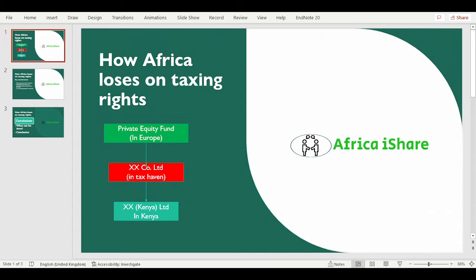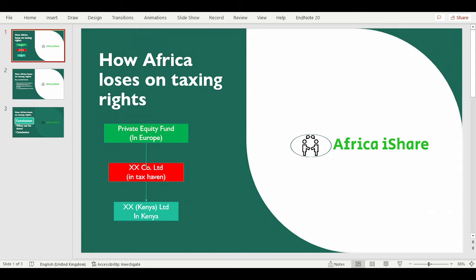On the diagram, you see that there's a private equity fund, and we have the example that it's in Europe. The private equity fund wants to invest in Africa, in this case in a company in Kenya. Instead of coming directly and injecting capital in the Kenyan company, it sets up another company in a tax haven. You can think of any tax haven or any jurisdiction with very low tax.